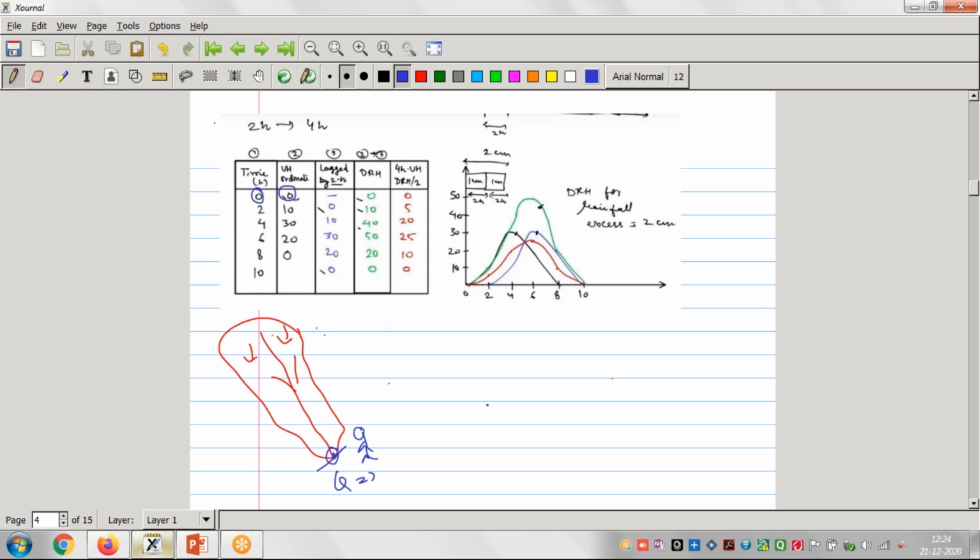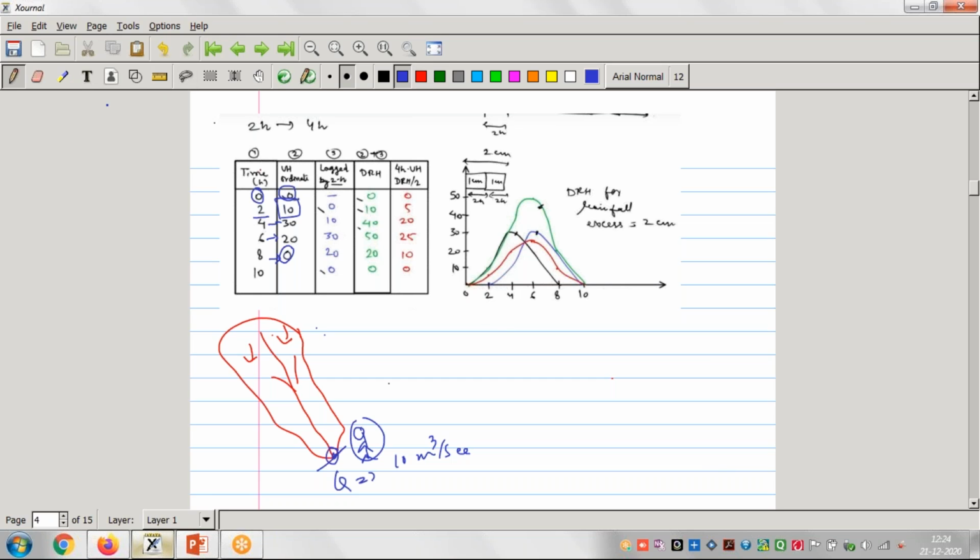and at 0 time it was 0. Then after 2 hours, it became 10. 10 means 10 meter cube per second, right? Then after 4 hours, it is 30 meter cube per second. After 6 hours, it became 20 meter cube per second. And after the 8th hour, when the person came here, the discharge was 0, right?